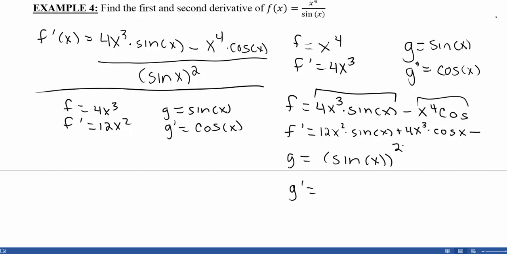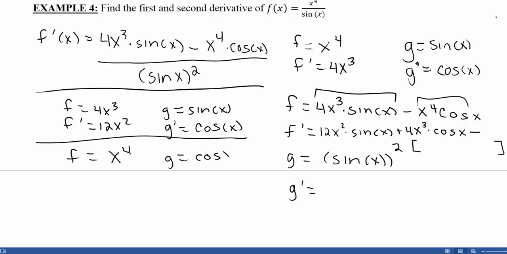From that, I have to subtract off the derivative of the second term, x to the 4th times cosine x. So again, I'm going to have to do another product rule. My f is x to the 4th, and my g is cosine x. My f prime is 4x cubed, and my g prime is negative sine x.